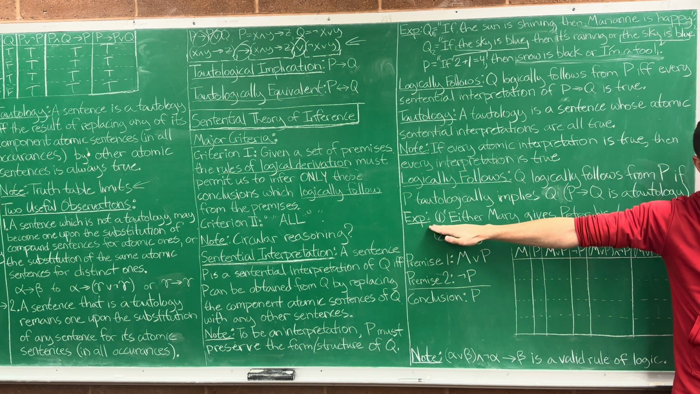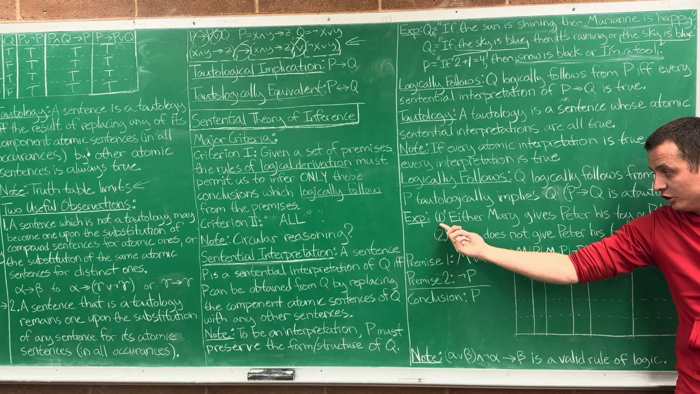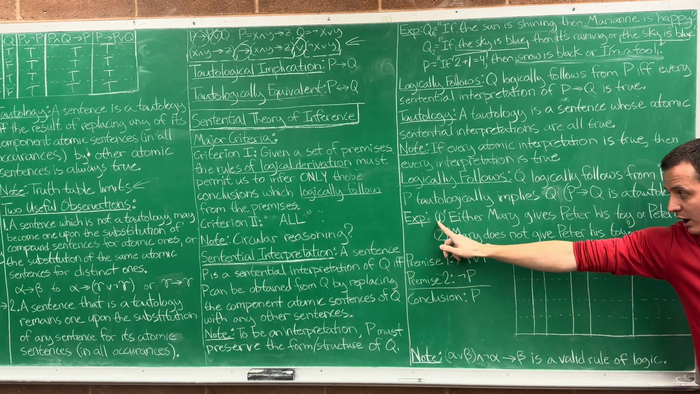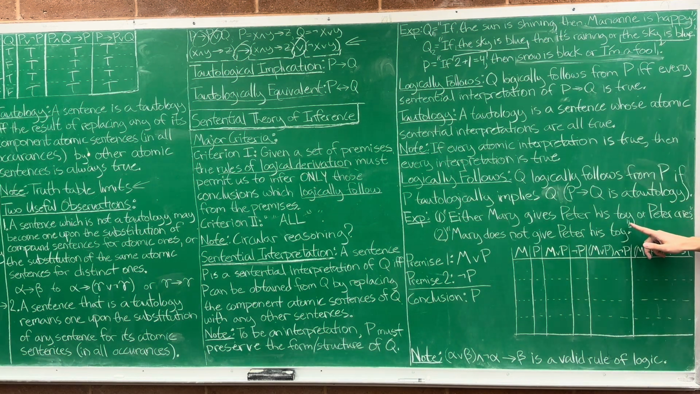Setting up some small argument. Premise 1. Either Mary gives Peter his toy, or Peter cries. That's going to be our first premise. Premise 2. Mary does not give Peter his toy. What can we conclude? Peter cries. And now we're going to prove that that actually follows.